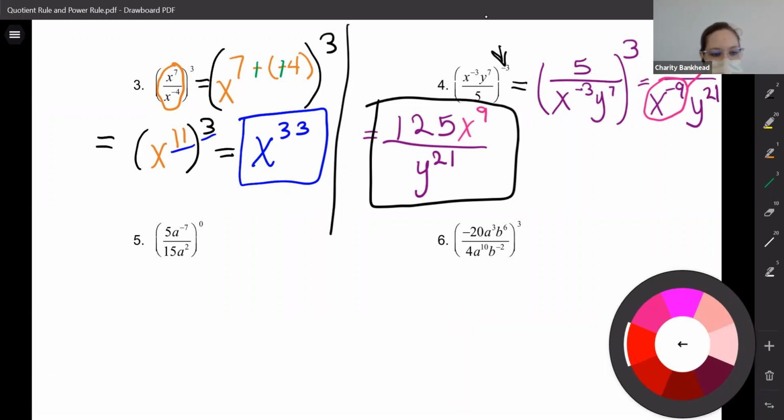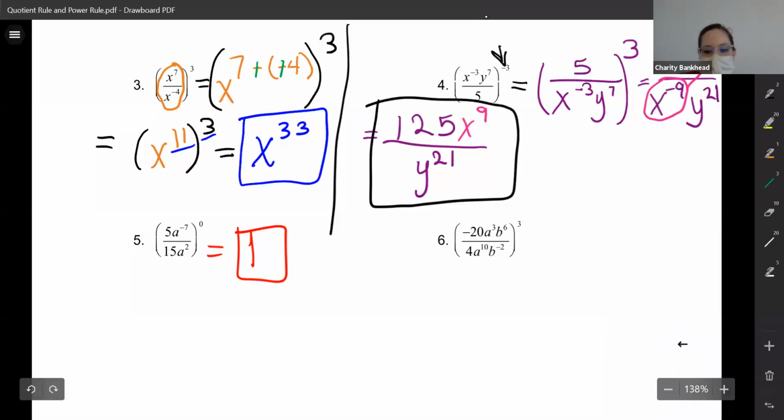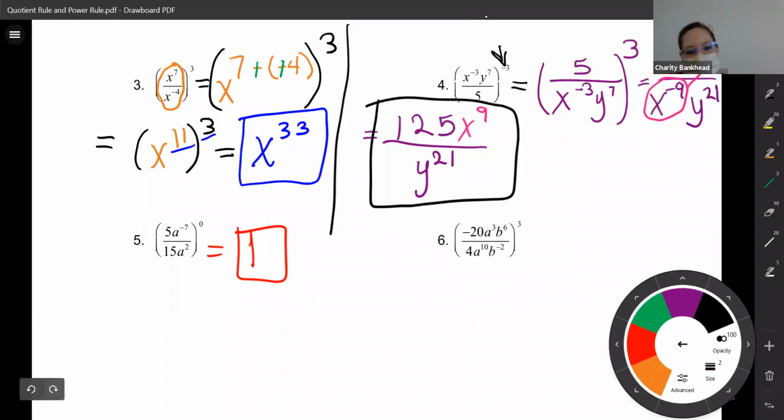Number 5, a whole bunch of stuff raised to the power of 0, that equals 1. All right, on number 6, in this case, I definitely have a lot of stuff inside the parentheses that I can reduce, so I'm going to do that first.